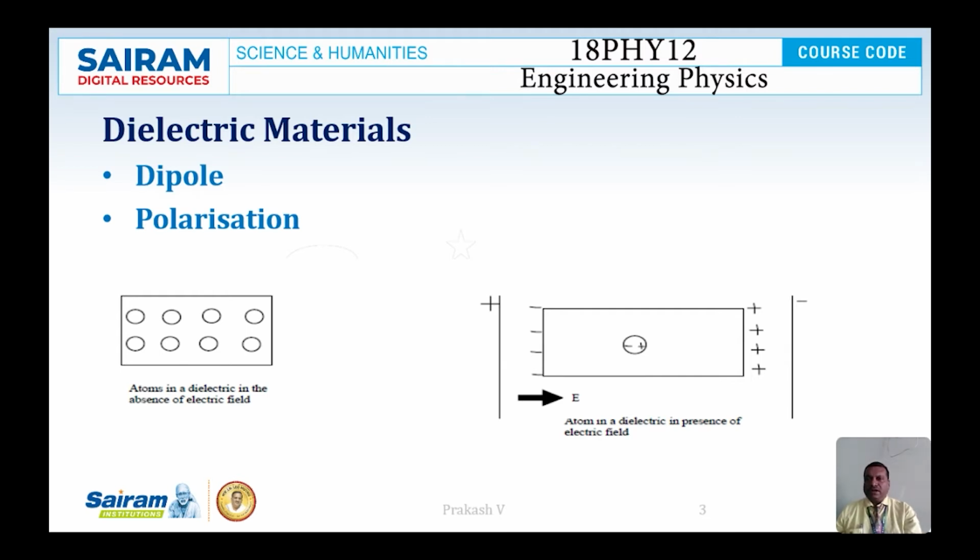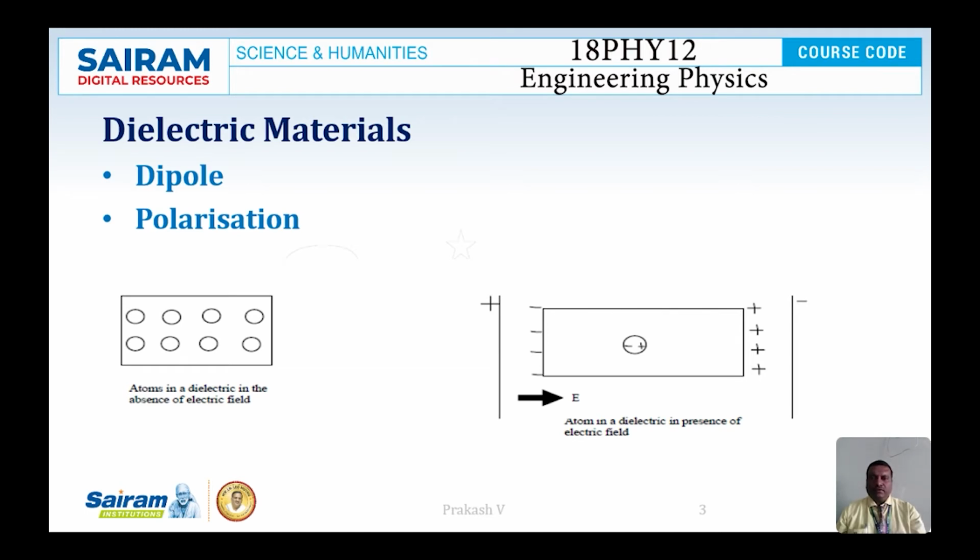And when we come to polarization, what is polarization? The displacement of charges that takes place in the atoms of a dielectric material under the action of an applied electric field is known as polarization. So this is the definition of polarization. When a dielectric material is kept under the influence of an electric field, reorientation of charges takes place and the phenomenon is known as polarization.